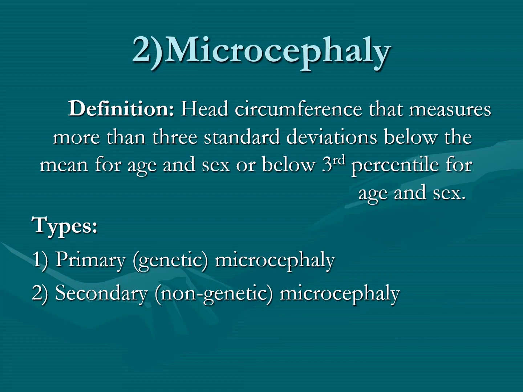Number 2, microcephaly means the head circumference measured is more than 3 standard deviations below the mean for age and sex, or below the 3rd percentile for age and sex. The types of microcephaly may be primary, called genetic microcephaly, or secondary, non-genetic microcephaly.